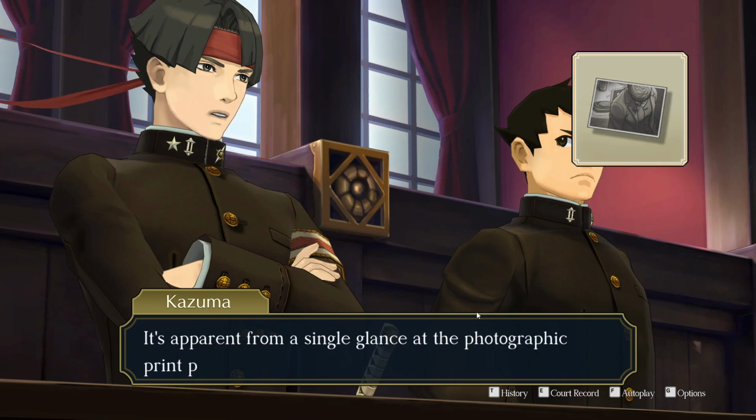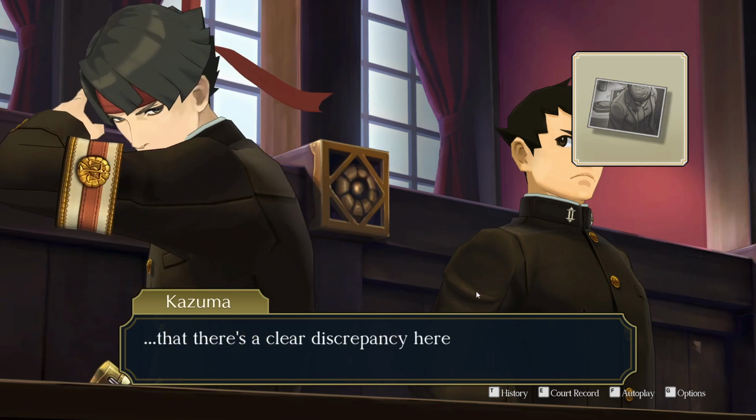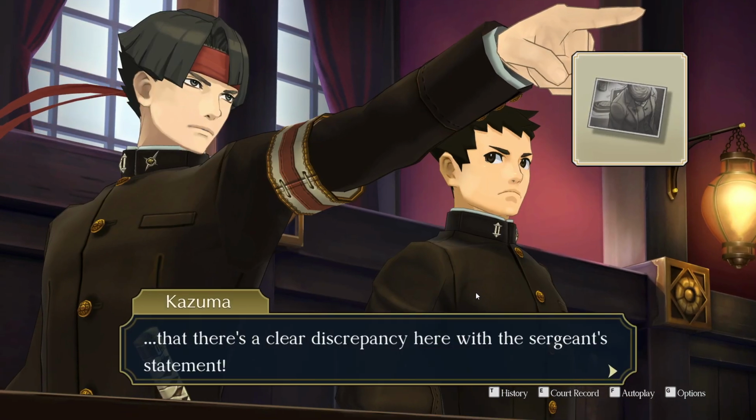It's apparent from a single glance at the photography. At the photo. It's apparent from a single glance at the photographic print present. Why can't I say photographic? At the photographic print presented by the defense, that there's a clear discrepancy here with the sergeant's statement.